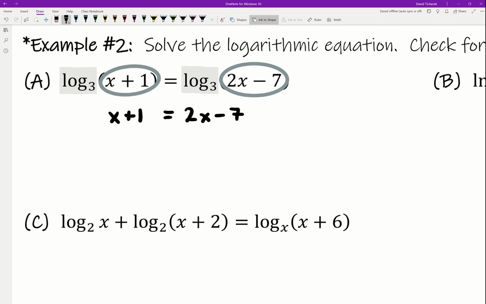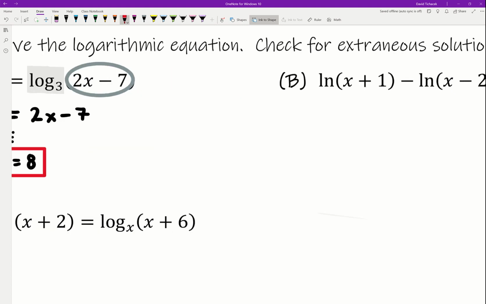I'm not going to show the rest of the steps here because that's a pretty easy linear equation like you might have seen in a class like Algebra 1. So I'll share with you here that the result is simply going to be 8 and let you work out the rest. Not too bad.